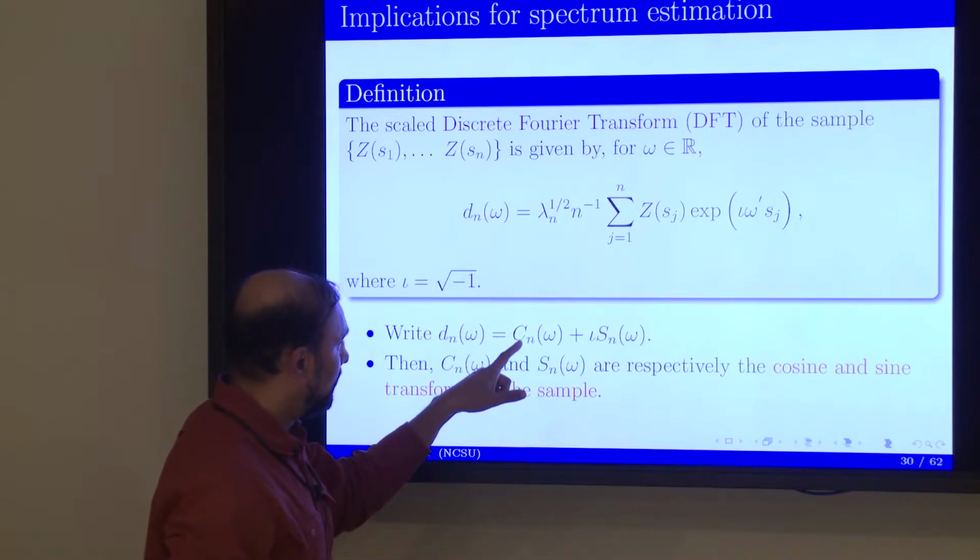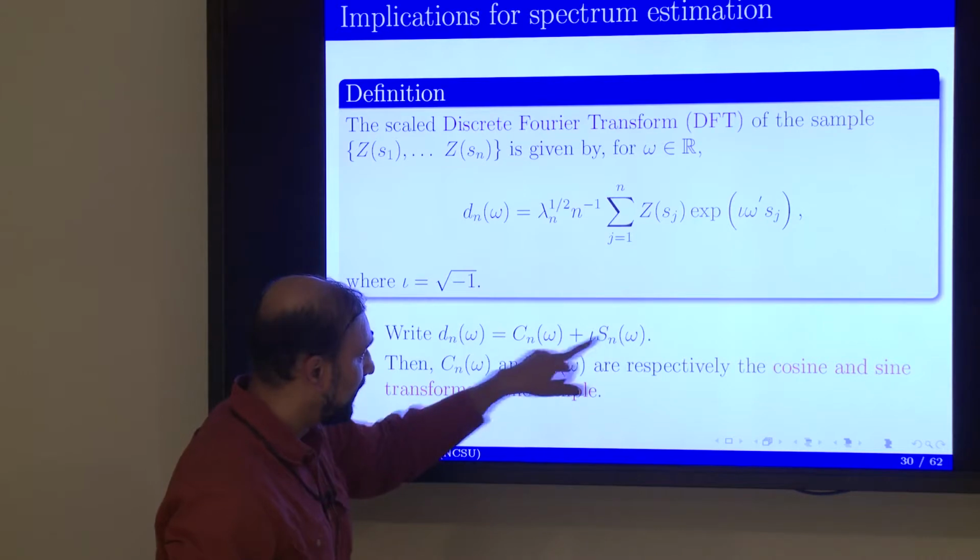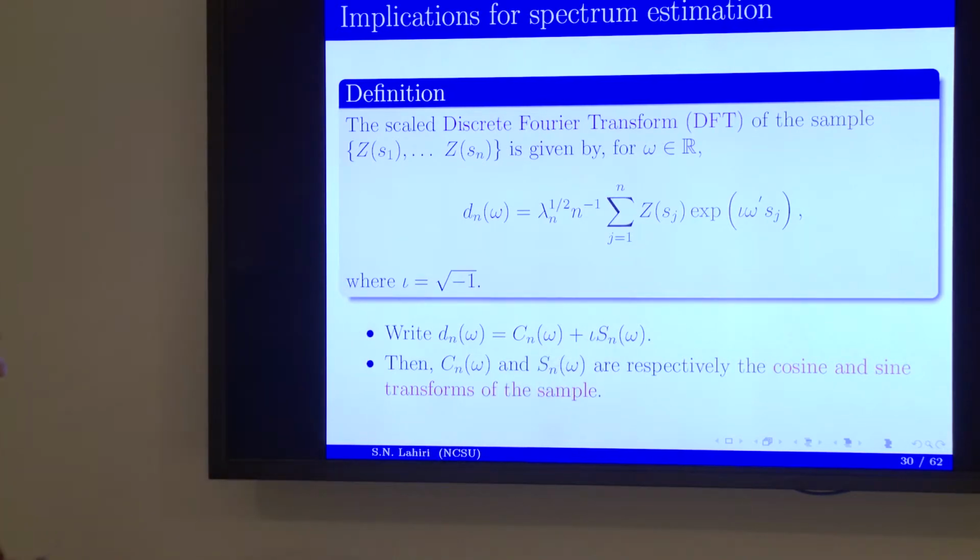And so if you look at the real part, that would be the cosine transform. I denote that by C n of omega. And the sine transform is S n of omega.